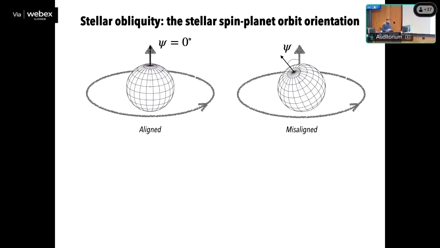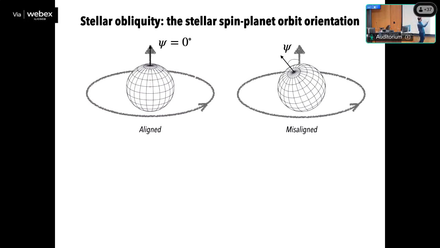Okay, I want to switch gears and talk a little bit about stellar obliquity for a few minutes. So this is the angle between the orbit of a planet and the spin axis of the host star. And that's not to be confused with planetary obliquity, which is the orientation of the planet with respect to its orbital plane around the star. So there's a couple of angular momentum vectors. Here I'm just focusing on the spin axis of the host star and the orbital plane of the planet.